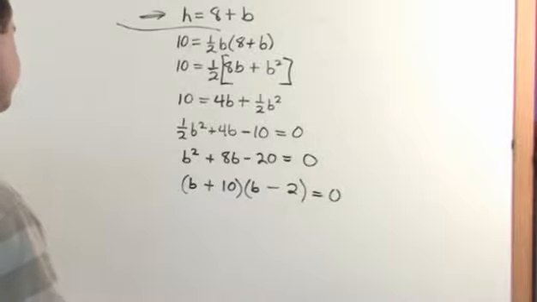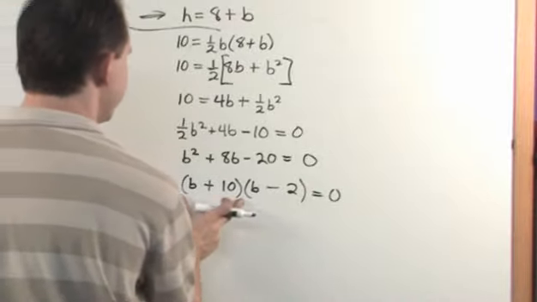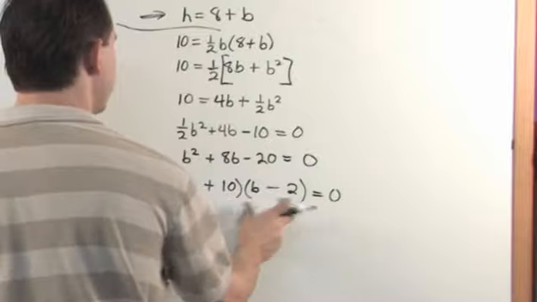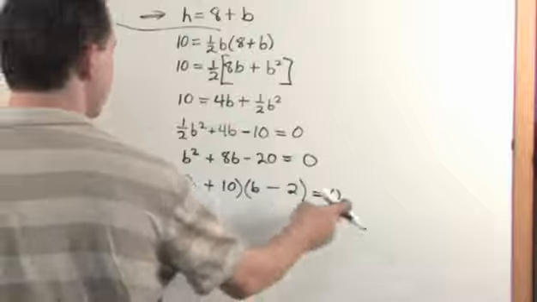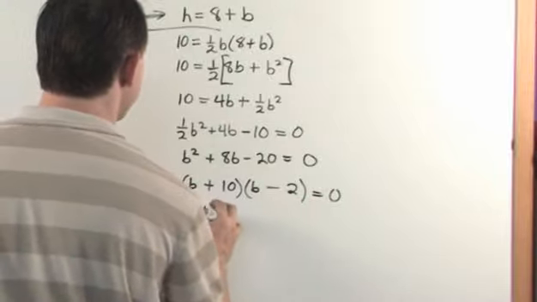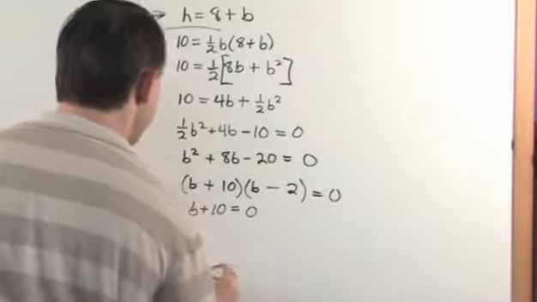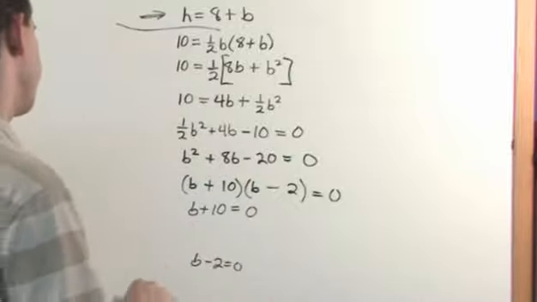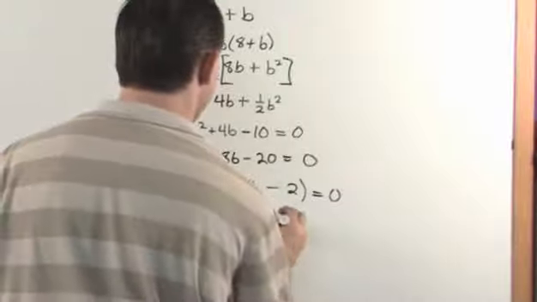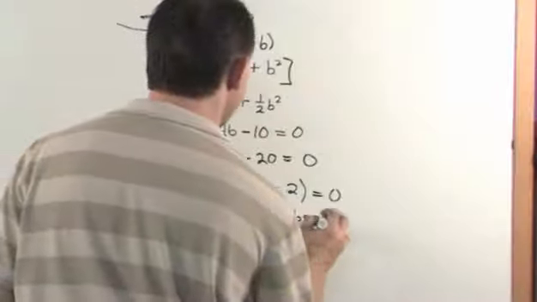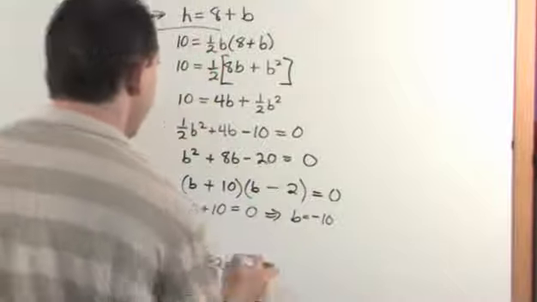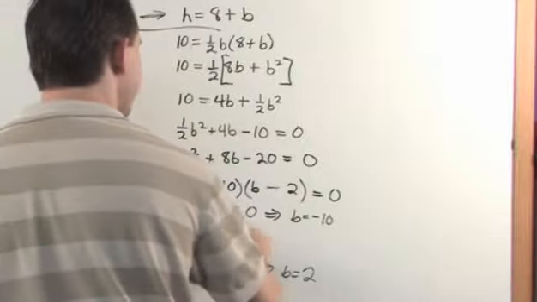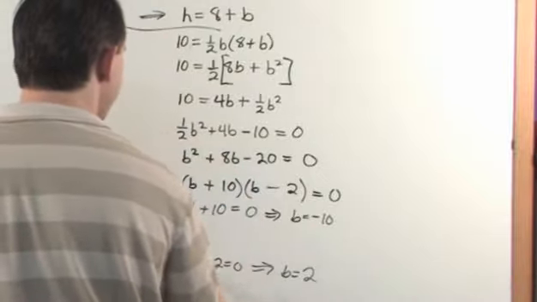But now that we've done it, this is equal to 0, and this is also equal to 0, because either one of these terms multiplied by 0 is going to equal the 0 over here. So b plus 10 is equal to 0, and b minus 2 is equal to 0. Okay? So this says that b is equal to negative 10, okay? And this says that b is equal to positive 2. I subtracted 10 from both sides, giving me negative 10, and I added 2 to both sides, giving me 2.